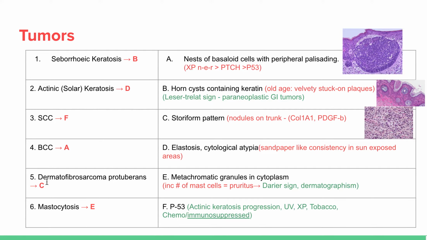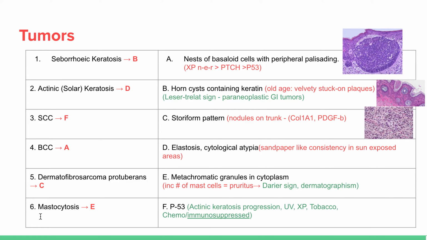Okay, moving on to dermatofibrosarcoma protuberans. So a lot of things going on. And this is what we see. It's a nodule, usually on the trunk, and we see the storiform pattern. If you see this, these cells are kind of making a star in the center, so a storiform pattern on histology. And it's usually a collagen 1A1 or a PDGF beta mutation or defect.